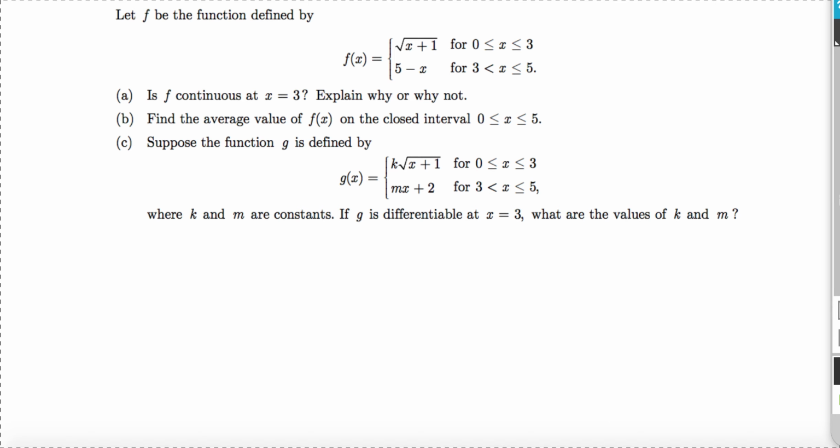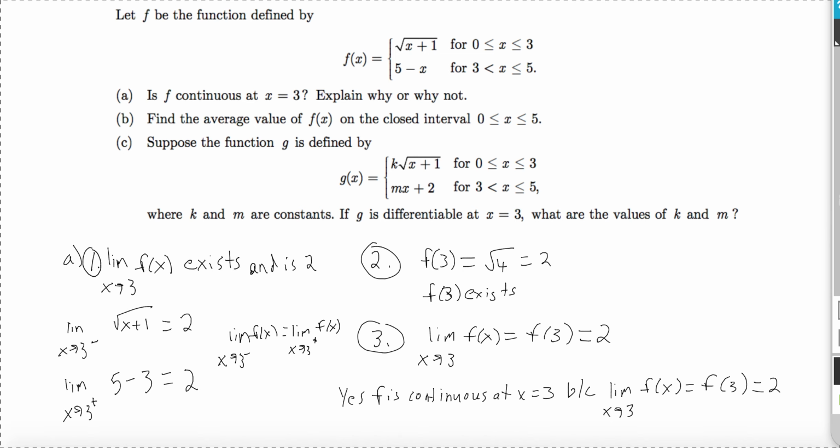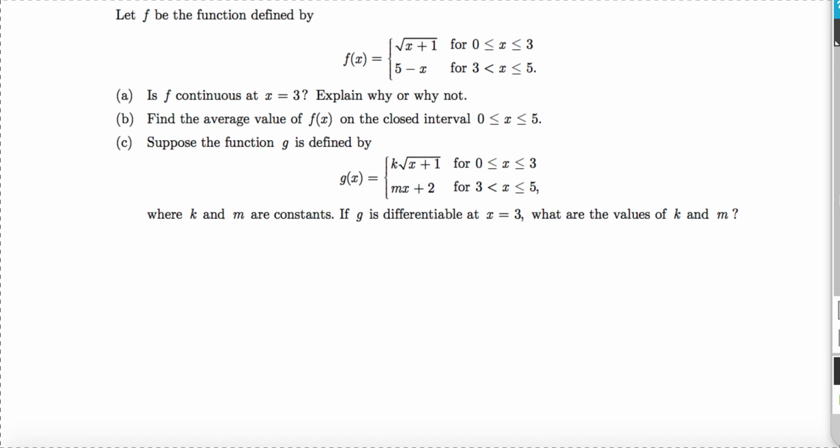All right. So let's take a look at part B now. Slightly different question, one we've not really seen today. Find the average value of f of x on the closed interval 0 to 5. That's just a phrase we need to recognize, all right? The average value of a function f of x on 0 to 5.